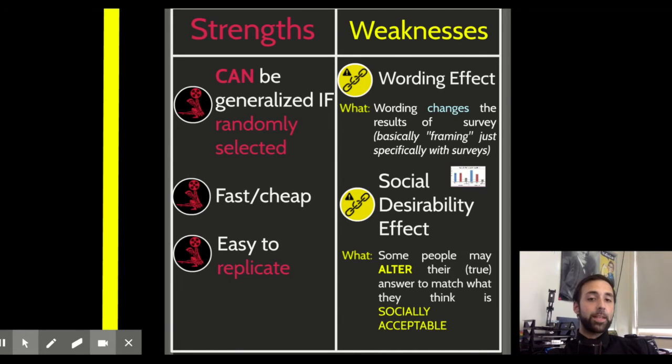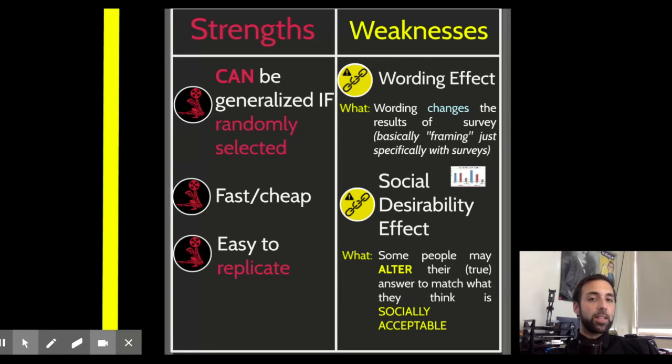The other potential weakness is that not everybody is honest on a survey. Oftentimes, when asked direct questions about somewhat sensitive topics, people are willing to steer their answer in the direction not of how they actually feel, but in terms of what they think is socially acceptable. And as a result, you might not actually get their authentic opinion on a given matter.